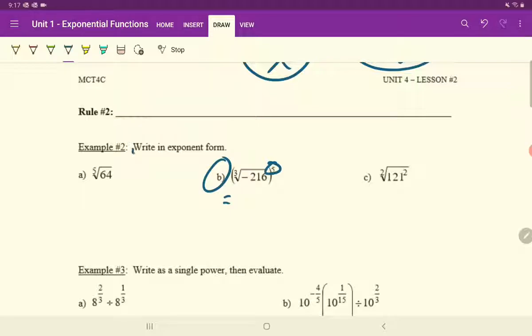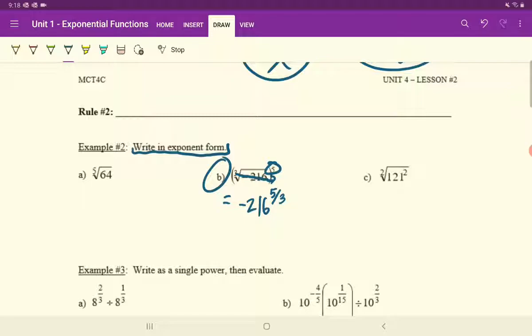So this is asking us to write in exponent form. So we're going to convert this back to a rational exponent. You're going to do -216 to the power of, keep the 5 in the numerator, and bring the 3 down into the denominator. So it becomes -216 to the power of 5/3. Okay?